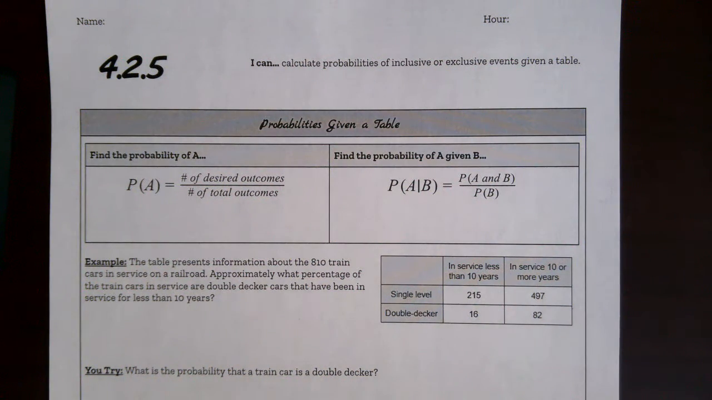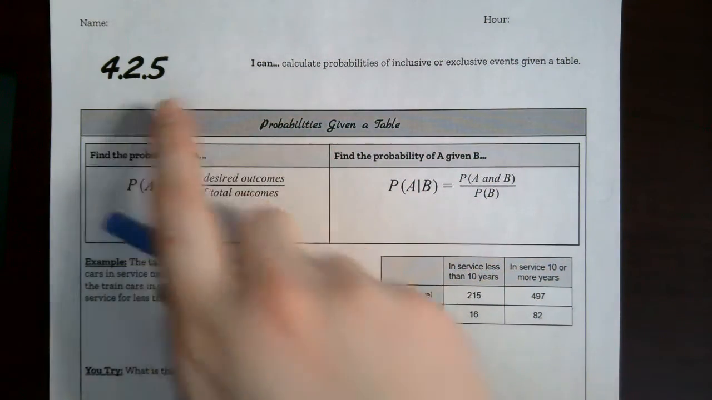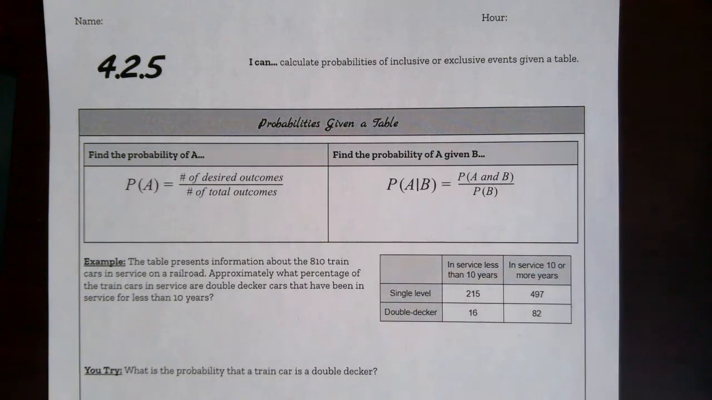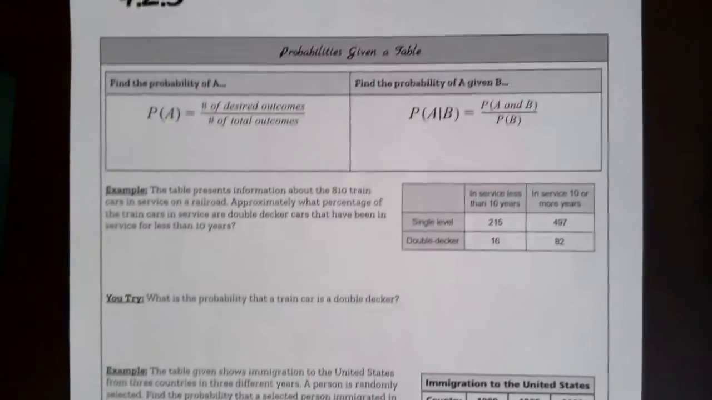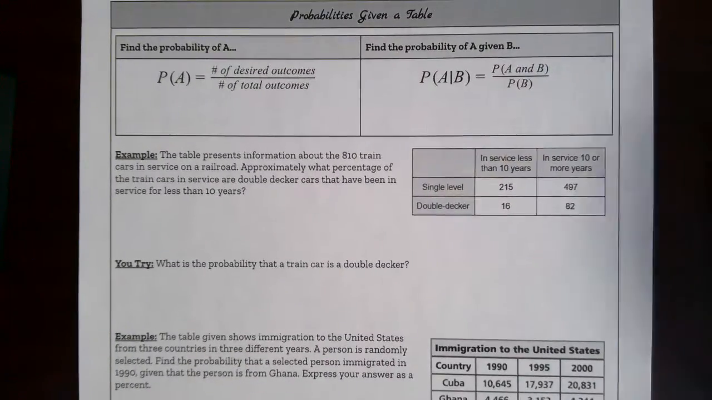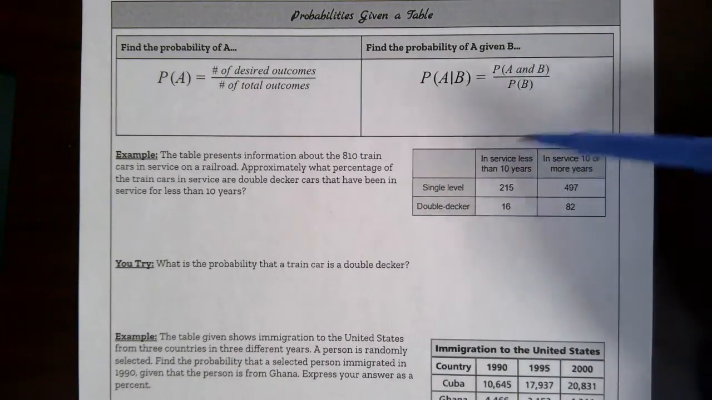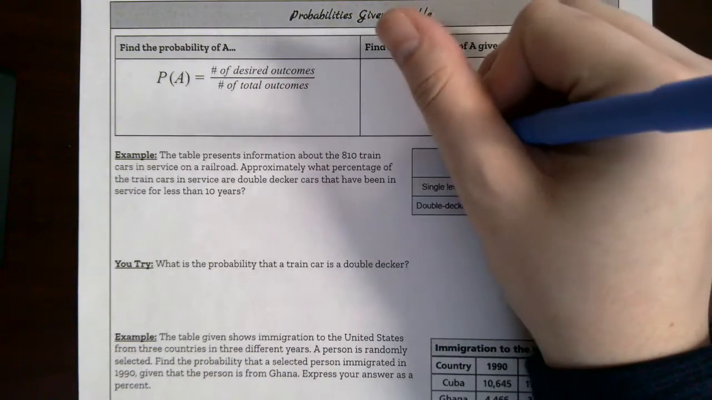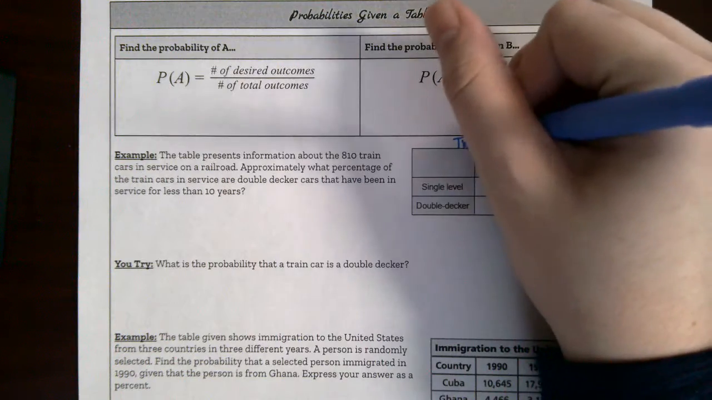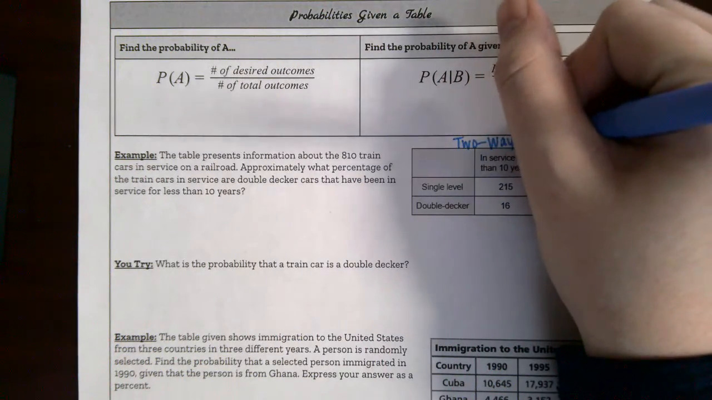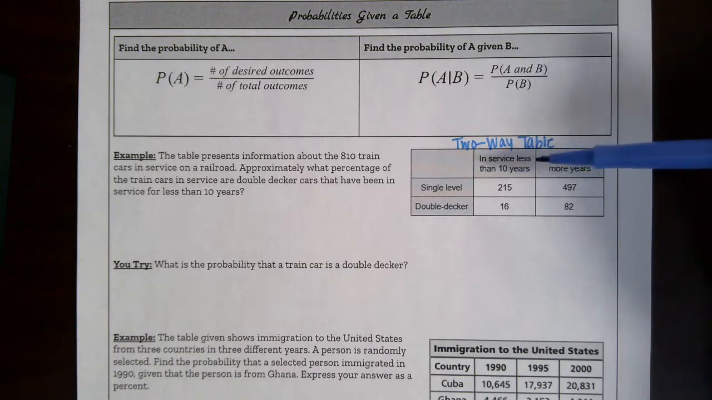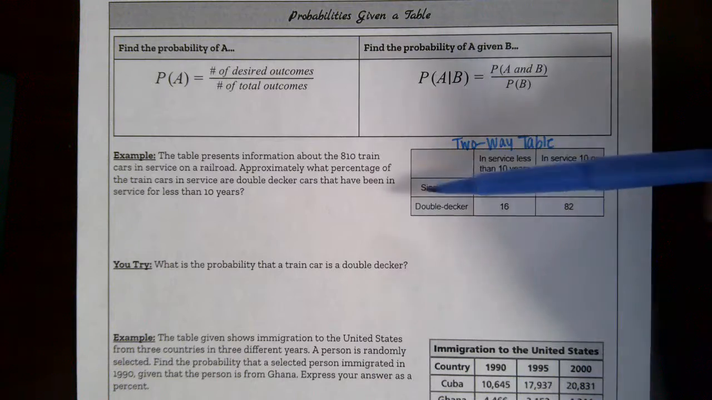Hello. In this video, we're going to go through learning target 425, which is to calculate the probabilities of inclusive or exclusive events given a table. So what we're going to be looking at is information provided in a table. And typically these are called two-way tables, which is helpful to know, because it gives you information in two ways, in two directions.